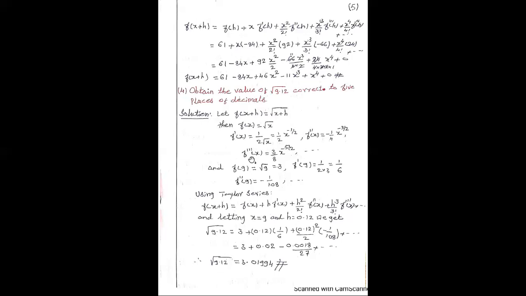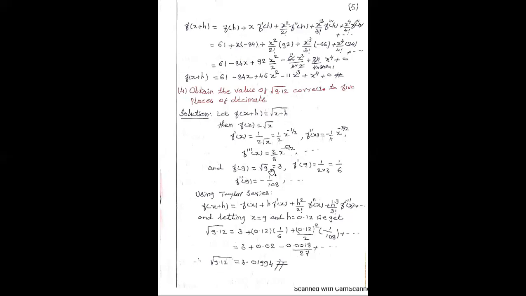Then f triple dash of x is equal to, again this 3 and 3 by 2 will come down. Minus and minus becomes plus. That is equal to 3 by 8. This is 3 by 2 minus 1 is equal to x to the power minus 5 by 2. Okay. So therefore, these are the three derivatives, for example. Then you are now putting the value of that x is equal to 9 and h is equal to 0.12, and then you are finding the corresponding values.